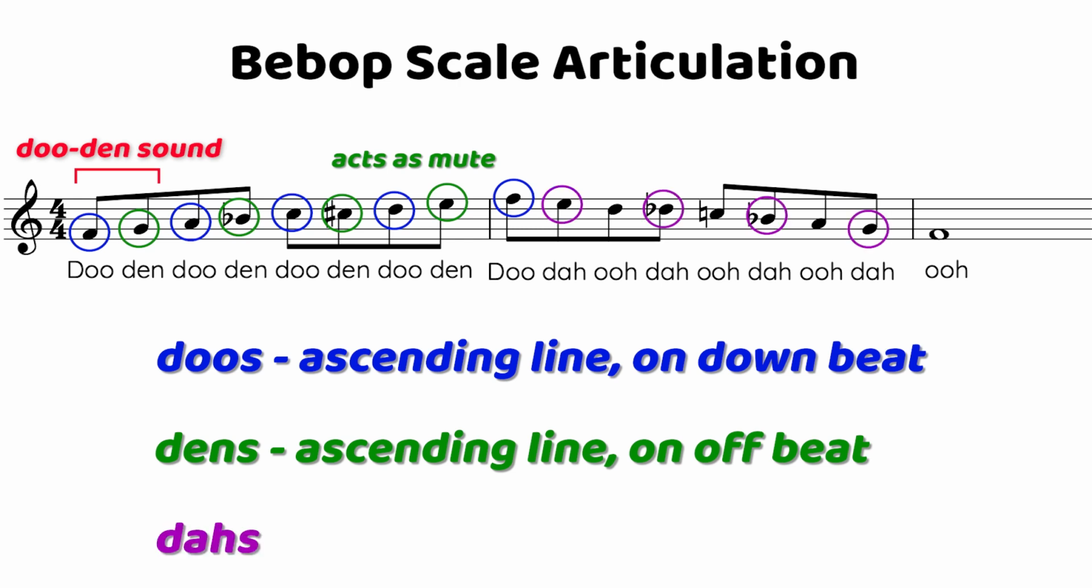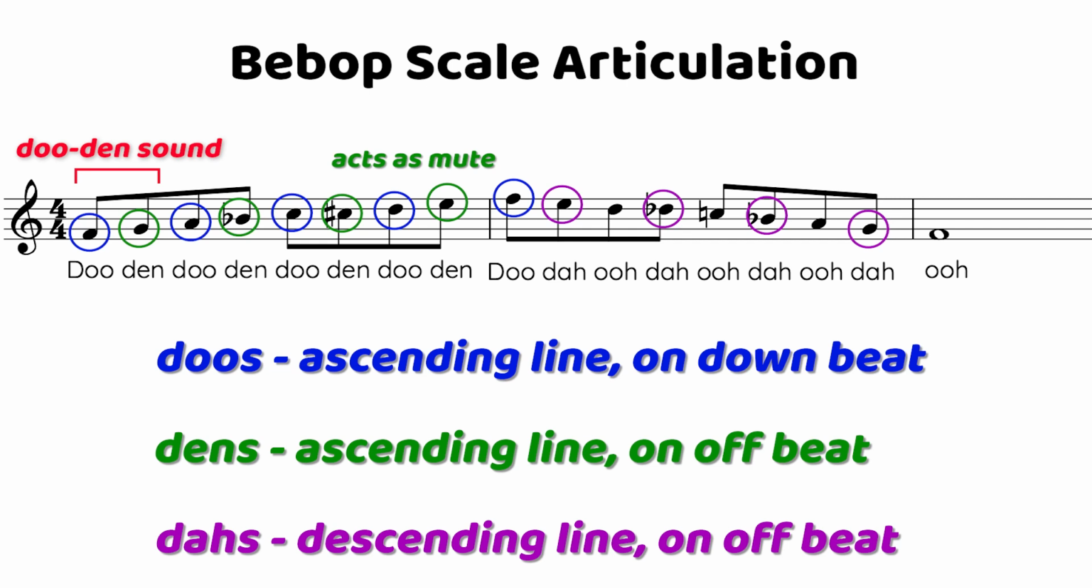Now the das are for when we are playing a descending line and fall off of the beat. This descending articulation creates a da-oo sound. Now, when both the do-dens and da-oo sounds are combined on a line that both ascends and descends, they sound like this.